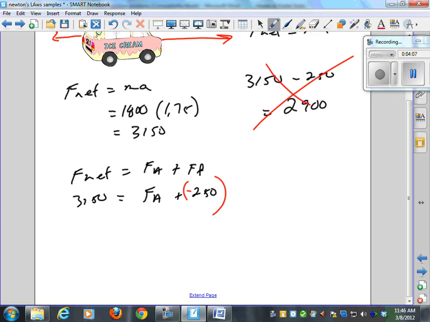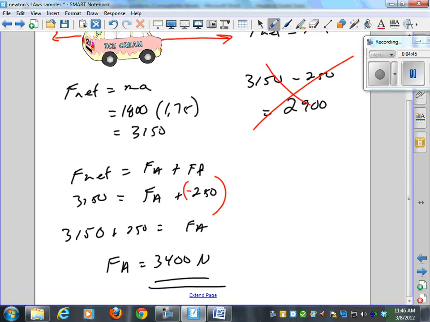Okay? The reason I'm making these mistakes is to show you the common mistakes that students make. Write the formula, show your work. If you do that, you won't make these mistakes, because when that minus 250 goes to the other side, it becomes plus 250. So it's 3150 plus 250 is equal to the applied force, or 3,400 newtons. 3,400 newtons is my applied force. FA is 3,400 newtons.